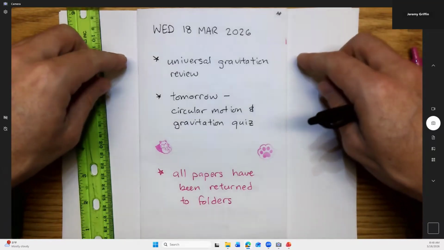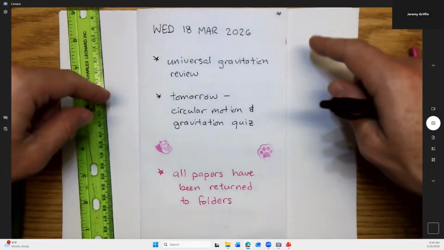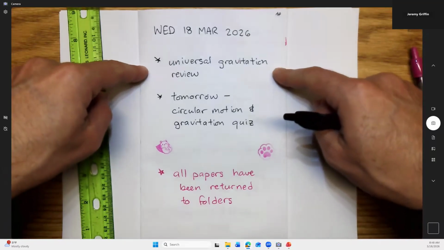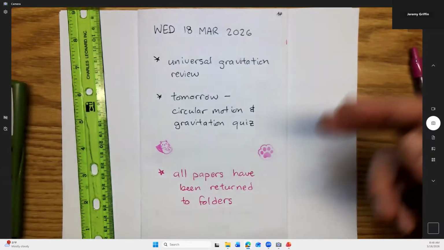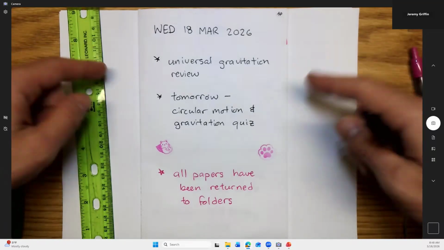So yesterday we were close to the end of circular motion, so I've got a couple more examples for you guys. Then I'm going to universal gravitation. Of course, you can put together circular motion and gravitation to make orbits.